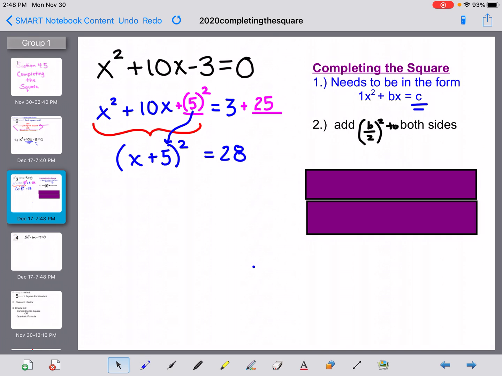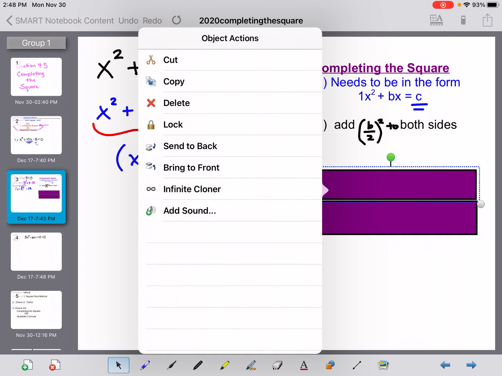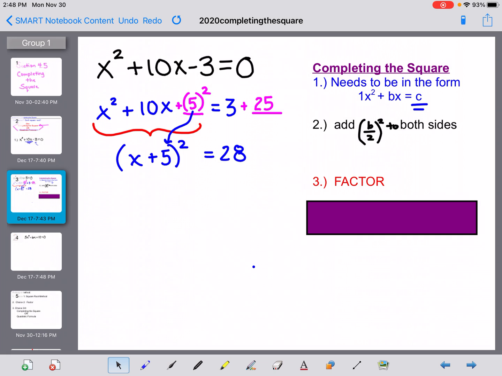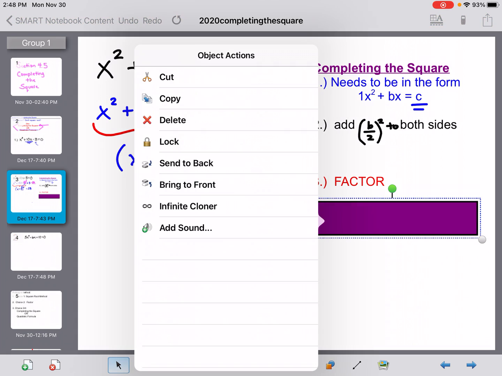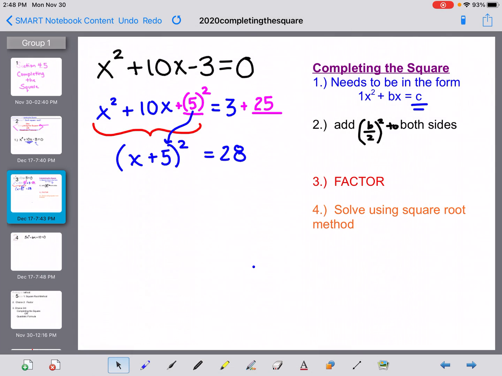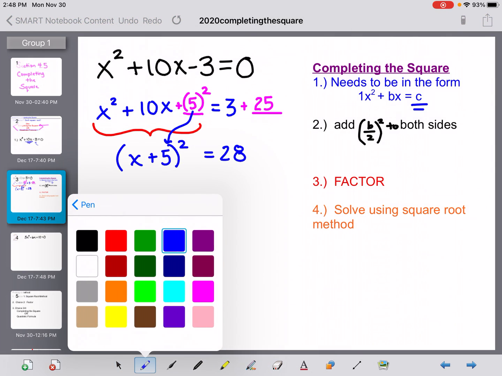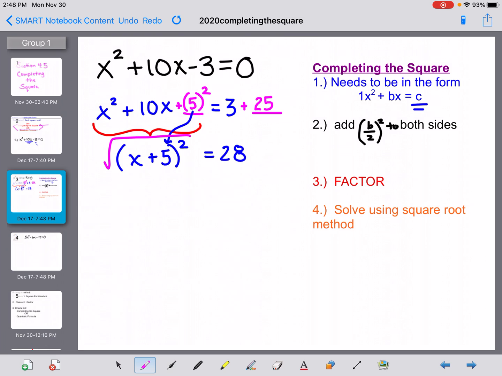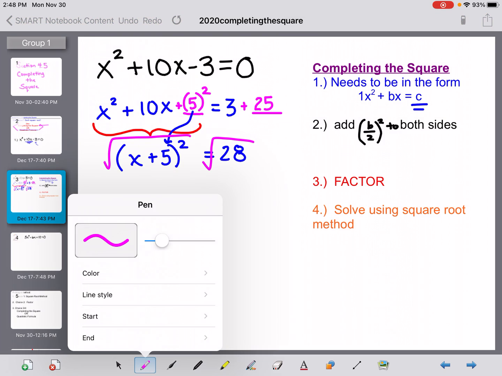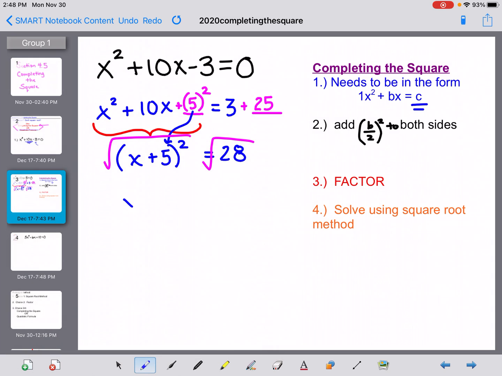And now what you've done is you've changed this problem into a square, we did factoring, sorry. You changed this problem into a square root method problem. So from this step, you are going to solve using the square root method. All right? So from here, I'm going to do square root. Left-hand side becomes x plus 5, plus or minus showed up, and then I have the square root of 28.